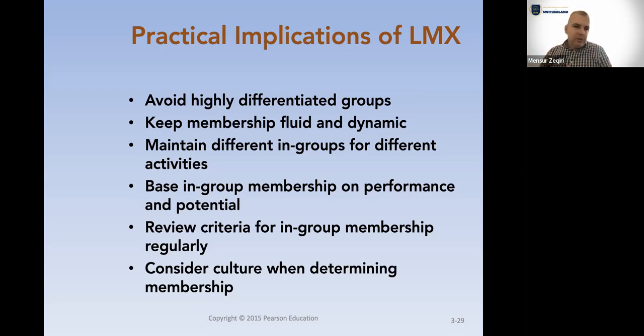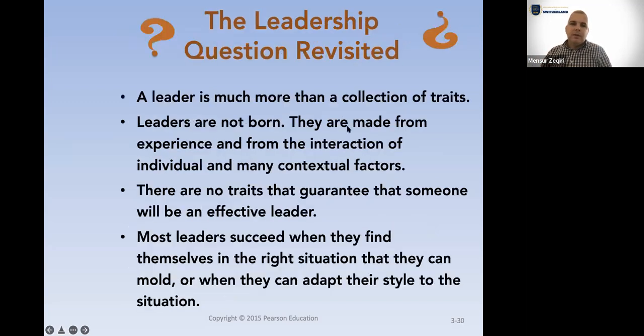Also, what's important is that leaders should consider culture when they determine the membership of people in their groups. So here we come to what we discussed earlier.